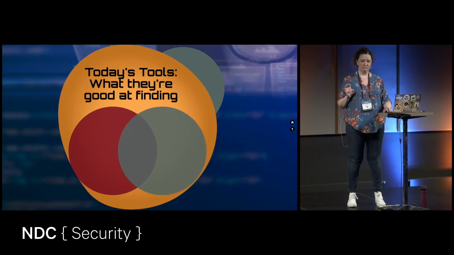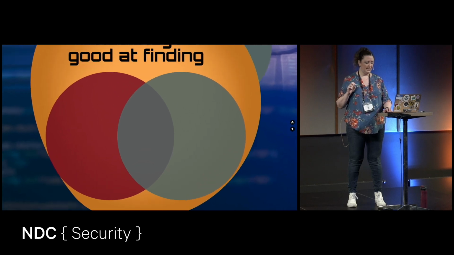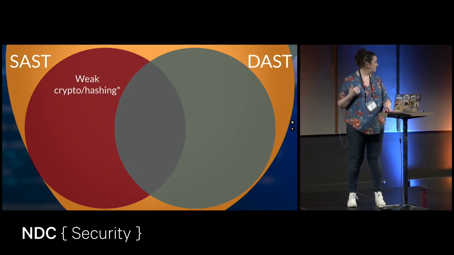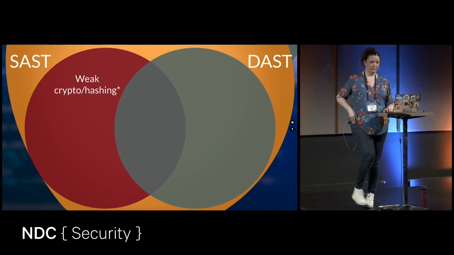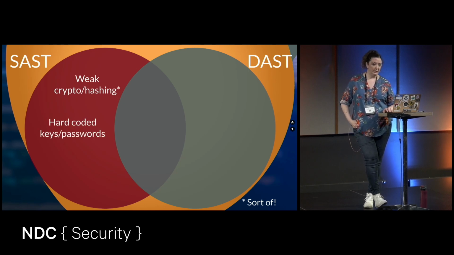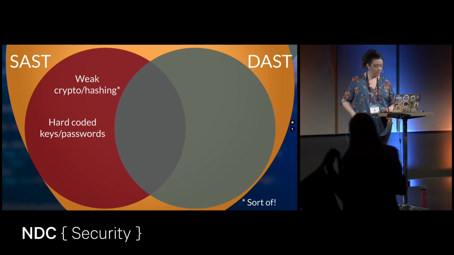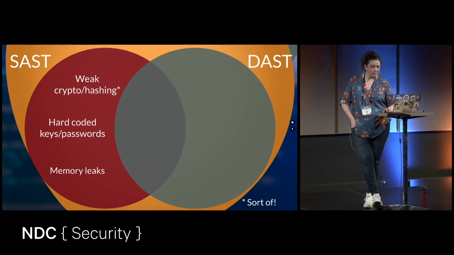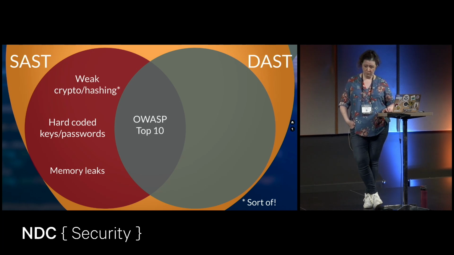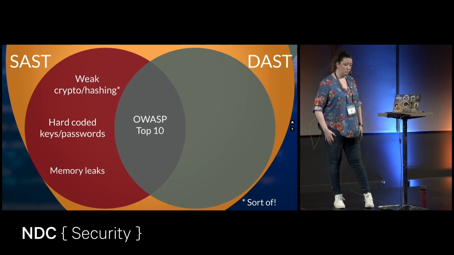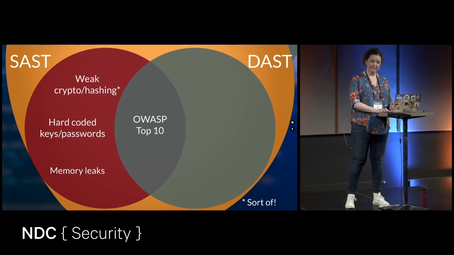So I have a little Venn diagram with the first two types, static analysis and dynamic analysis, and what they are good at finding. For static analysis, weak cryptographic algorithms and hashing, I have a little star that they're sort of good at finding those. They sort of just look for older algorithm names in the code. Hard-coded passwords, again, kind of good at finding those. Things like memory leaks and older legacy vulnerabilities like buffer overflows, they're pretty good at those. They're both fairly good at the OWASP Top 10. The OWASP Top 10 gets a lot of attention, so tools are geared towards finding those.